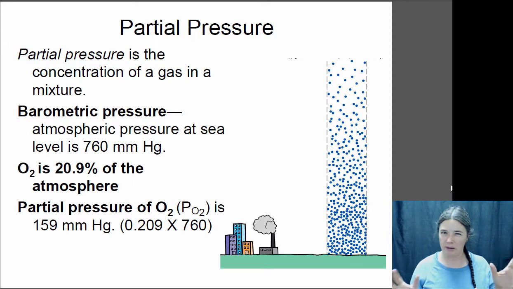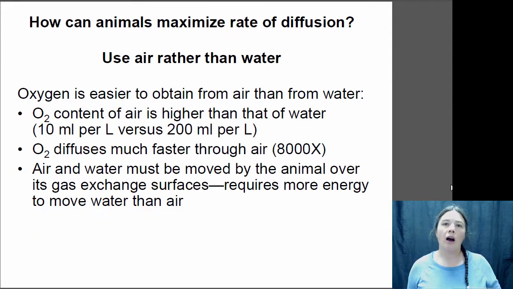Okay, that kind of makes sense? All right. So that's how we talk about concentration in gases. So animals need to get these gases in, they need to get those waste gases out, and they do that through diffusion. And so you have to think of ways to maximize the diffusion rate in the body.